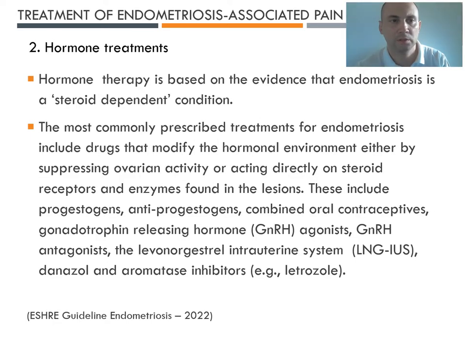Next step is hormonal treatment for endometriosis-associated pain. Hormonal therapy is based on the evidence that endometriosis is a steroid-dependent condition. The most commonly prescribed treatments for endometriosis include drugs that modify the hormonal environment either by suppressing ovarian activity or acting directly on steroid receptors and enzymes found on the lesions. They also include progestogens, antiprogestagens, combined oral contraceptives, gonadotropin-releasing hormone agonists, gonadotropin-releasing hormone antagonists, levonorgestrel intrauterine system, danazol, and aromatase inhibitors.